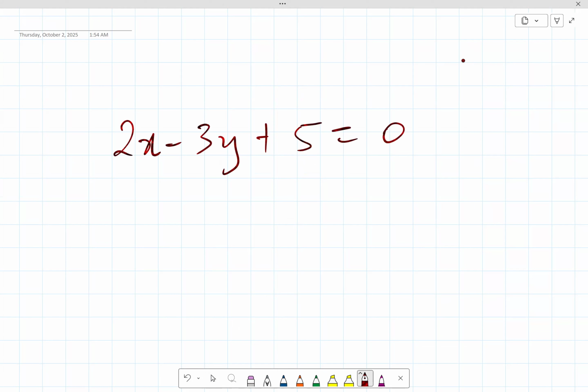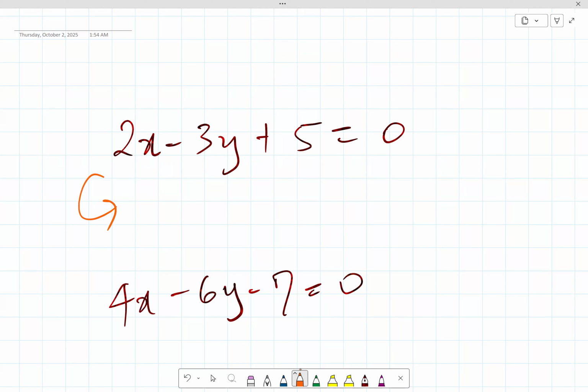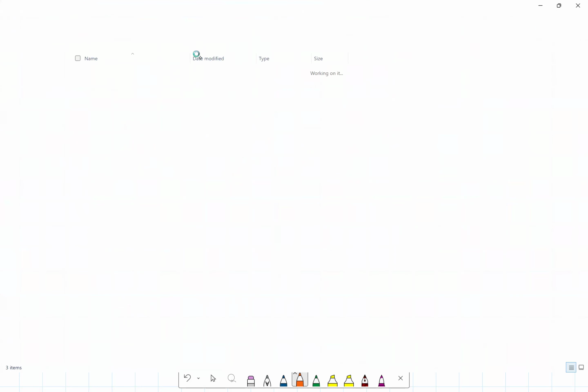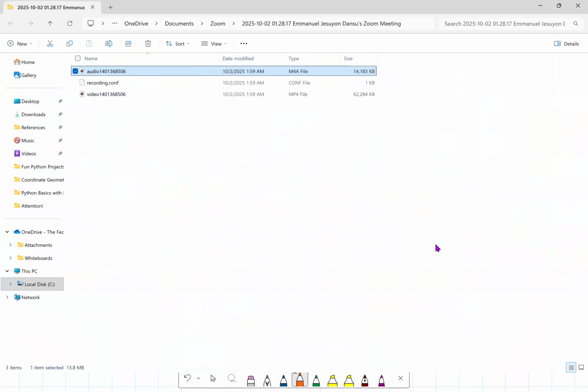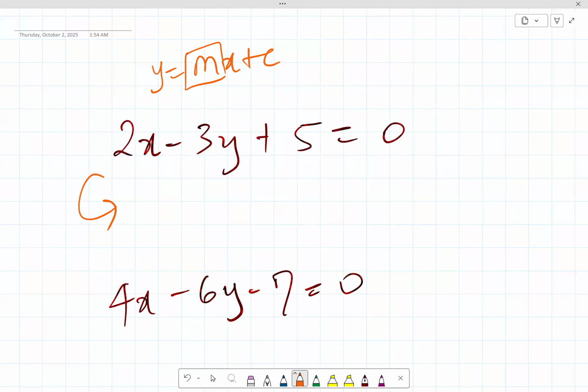So we want to check if the lines 2x minus 3y plus 5 equals 0 and 4x minus 6y minus 7 equals 0 are parallel. How do you check? First write the two equations in the form y equals mx plus c, and then you have your eye on the slope.